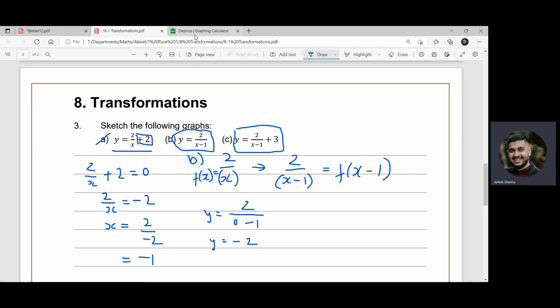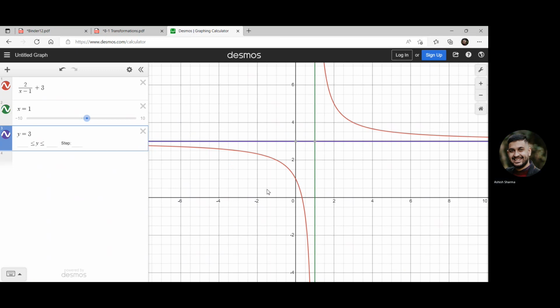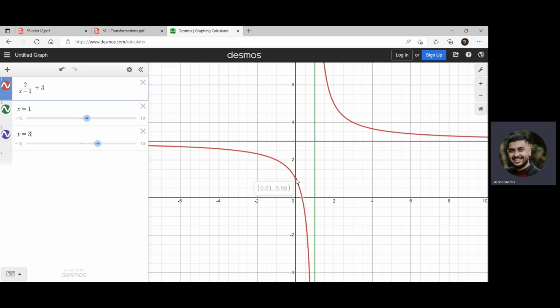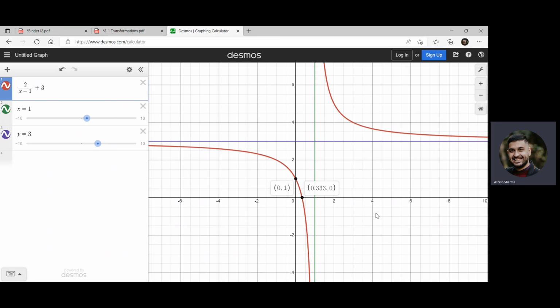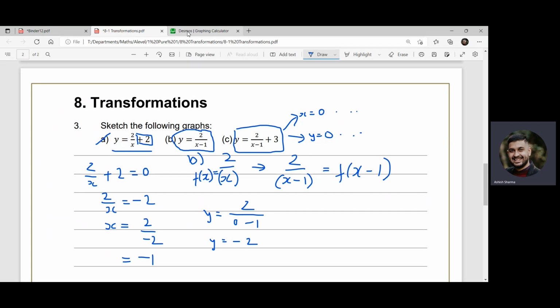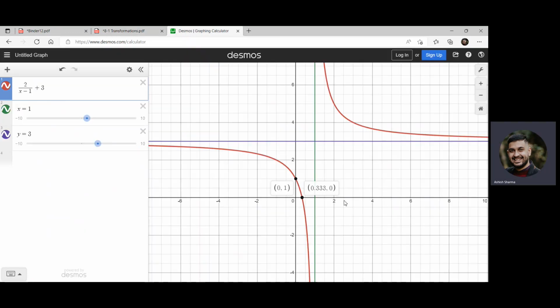So on your sketch in part C, you need to have that graph with the asymptotes x equals 1, y equals 3. Now we clearly have points of intersection. We've got 0, 1, which is the y-intercept, and we've got a third, 0, which is the x-intercept. You can find that out exactly by doing separate calculations, putting x equals 0 and putting y equals 0, and then solving them individually. So there you have the final sketch of 3c, which is 2 over x minus 1 plus 3.